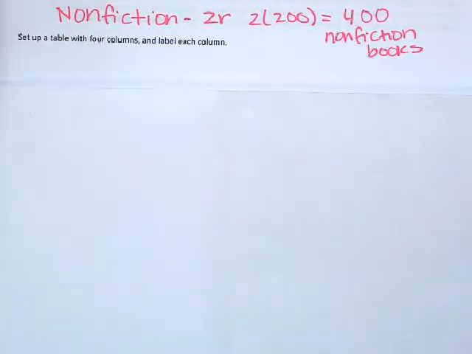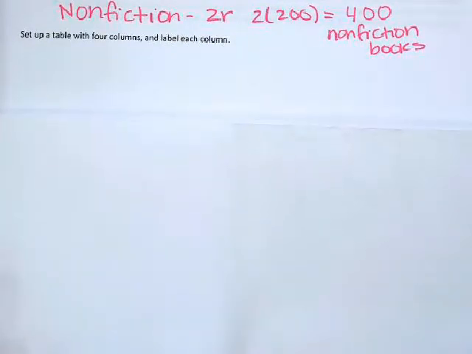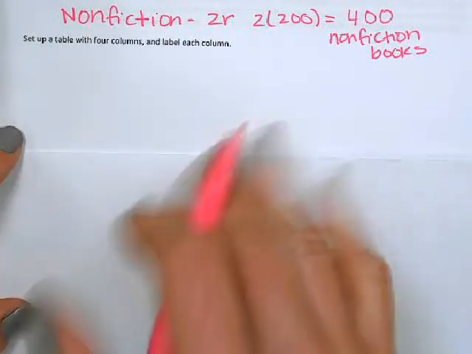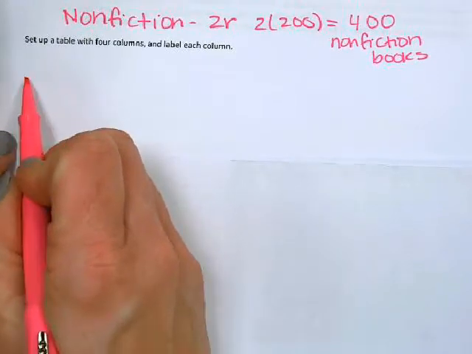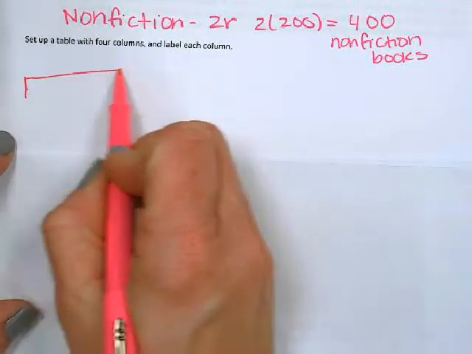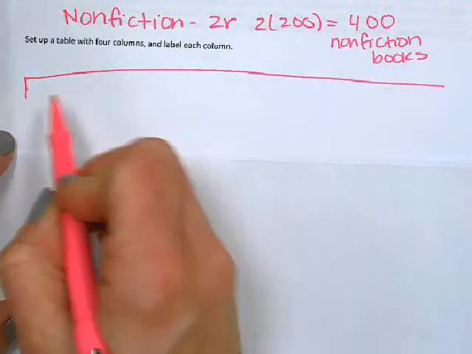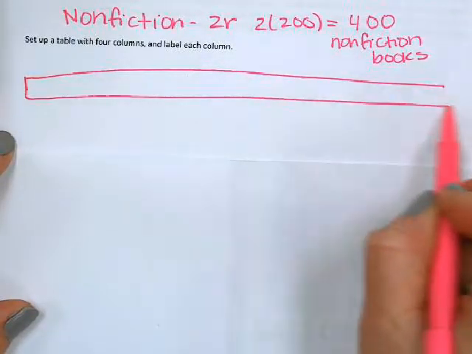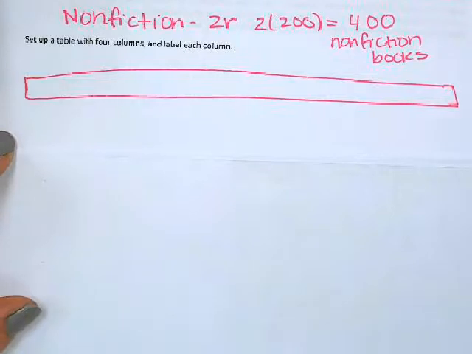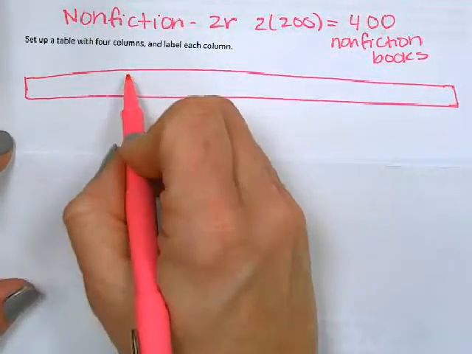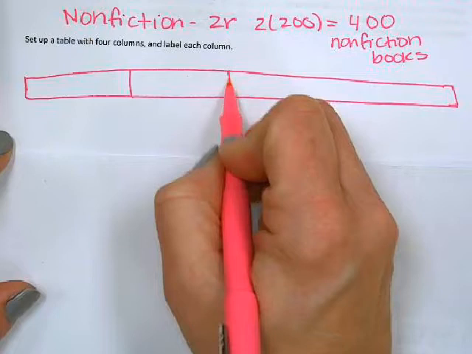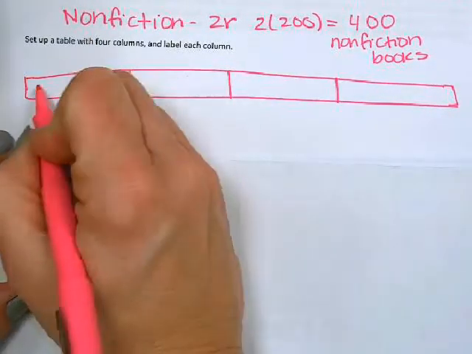Another way that you can do this type of problem is to set up a table that has 4 columns. So we're going to set up a table that has 4 columns, and our titles are going to be fiction, nonfiction, resource, and total. So the first thing, you can kind of just make a tape diagram for the top of your column. Mine's not going to be very straight, but that's okay. And you want 4 equal columns. So we're making a table. We're going to use this top part. And we're going to have fiction, nonfiction, resource, and total.